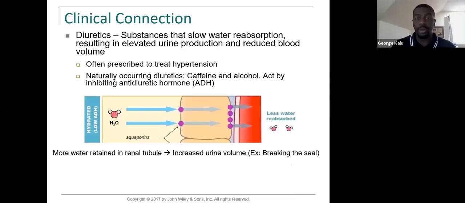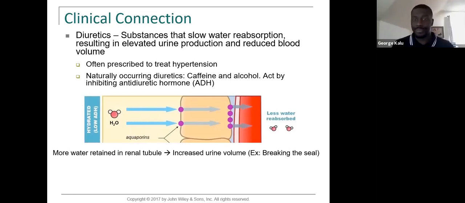So what alcohol does and what caffeine does and what most diuretics will do is, like I said, they're going to inhibit antidiuretic hormone. Okay. Normally what ADH wants to do is it's going to help you with water reabsorption and direct water back into the blood. Okay. However, if you're inhibiting ADH, okay, you're not going to be able to bring that water back into the blood, and it's basically just going to run straight through your renal tubules and then eventually into the bladder.